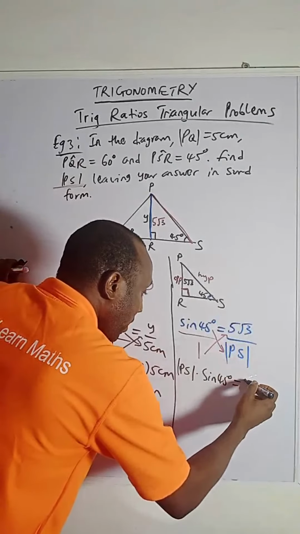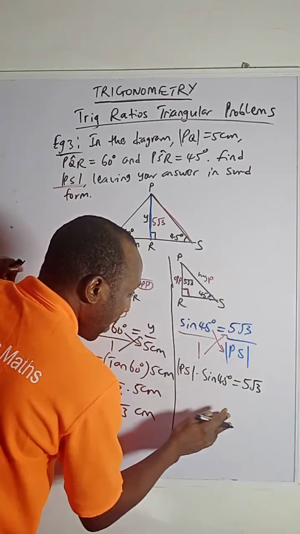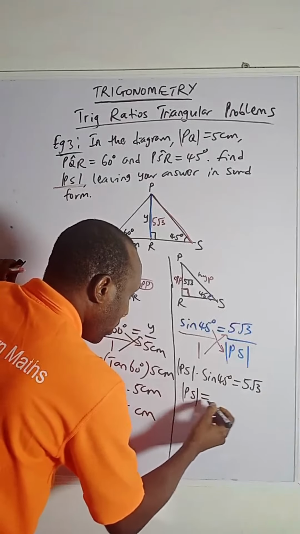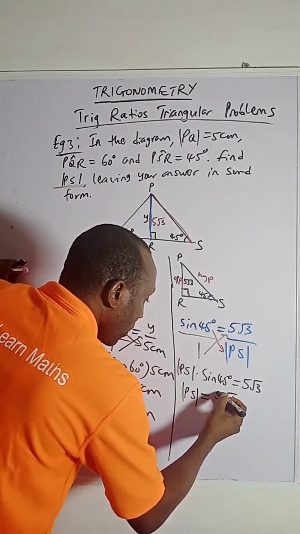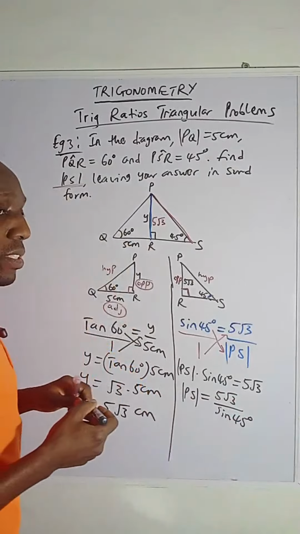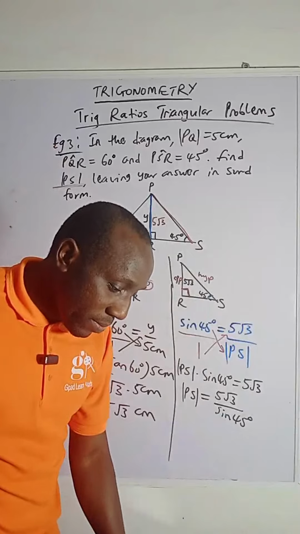5 root 3 times 1 is still 5 root 3. So to get PS, I'll divide both sides by sine 45 degrees. So PS is equal to what? 5 root 3 over sine 45 degrees. But then again, do we know what sine 45 is? If you know what sine 45 degrees is, can you tell me in the comments?